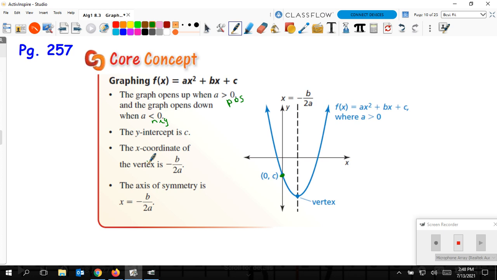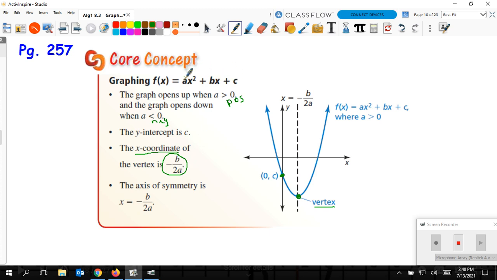Now we need to find the most important point, which is our starting point in graphing any parabola: the vertex down here. We need to know what this point is, and the way we find that is we first need to find the x-coordinate, and we do that with this little formula of negative b over 2a. So here you have your a, your b, your c.